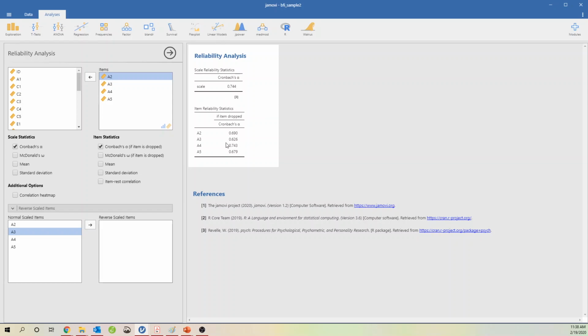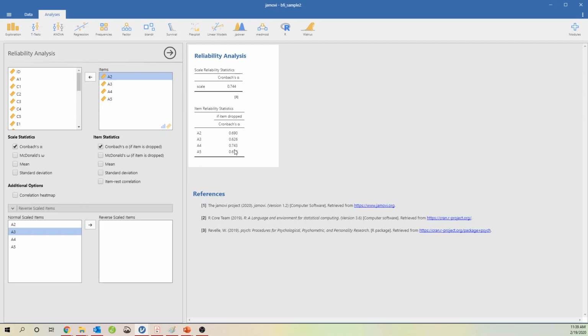We're at .744. Can we improve it at all? By deleting an item, we can't. So we've arrived at our quote-unquote best, most reliable version of our measure, which just did not include item A1. And we've hit a Cronbach's alpha of .744. That means that we're pretty well saying that the majority of our items are pretty strongly connected to each other. They're all kind of moving in the same sort of way.